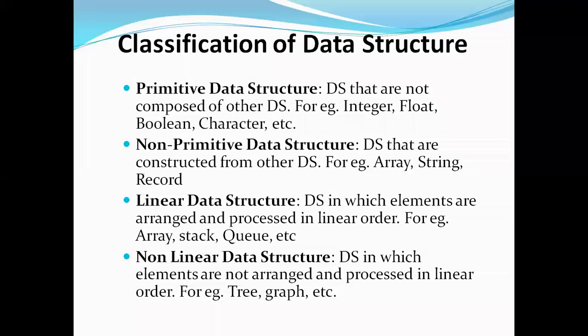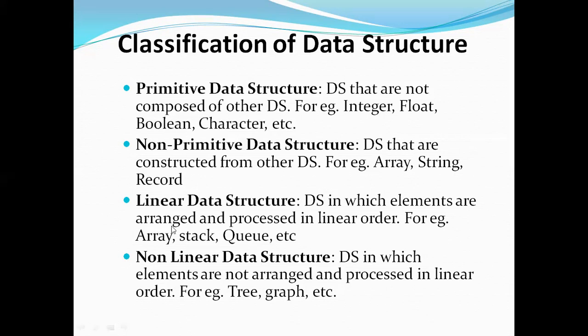Whereas non-primitive means data structures that are constructed from other data structures, that is, with the help of some other data structure we have to create new data structures. We call it non-primitive. For example, array. We create an array of size 10. It means I can arrange 10 integers in that particular order, and we call it an array. So with the help of integers, I can create an array. With the help of characters, I can create a string, and with the help of some data, I can create a record.